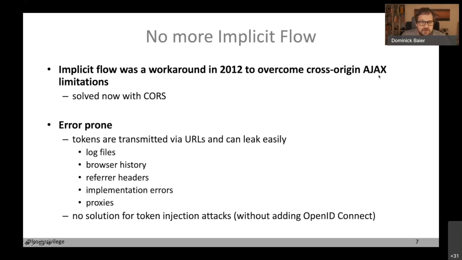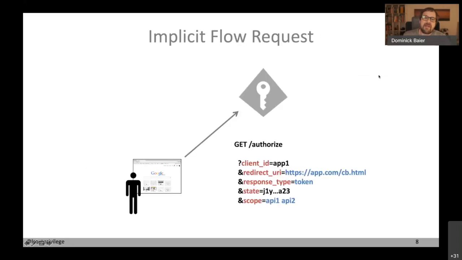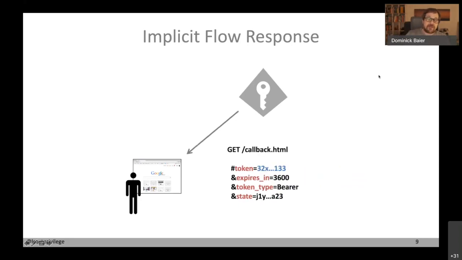So just to quickly show you how that works, basically the JavaScript client makes a call to the authorization server, and then instead of the usual back-channel communication that is typically done with a server-side application, for example, the authorization server sends back the token directly in the hash fragment of the URL. And that has many downsides. Things leak in log files and in browser history, and there are injection attacks around that.